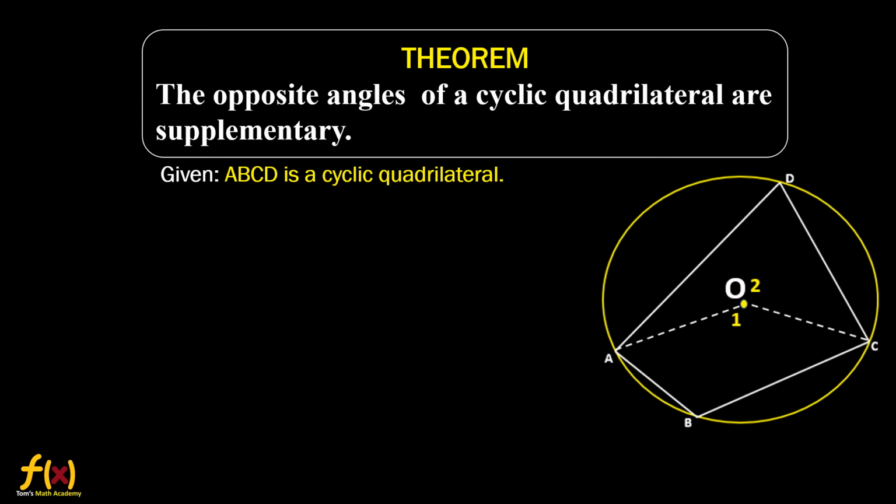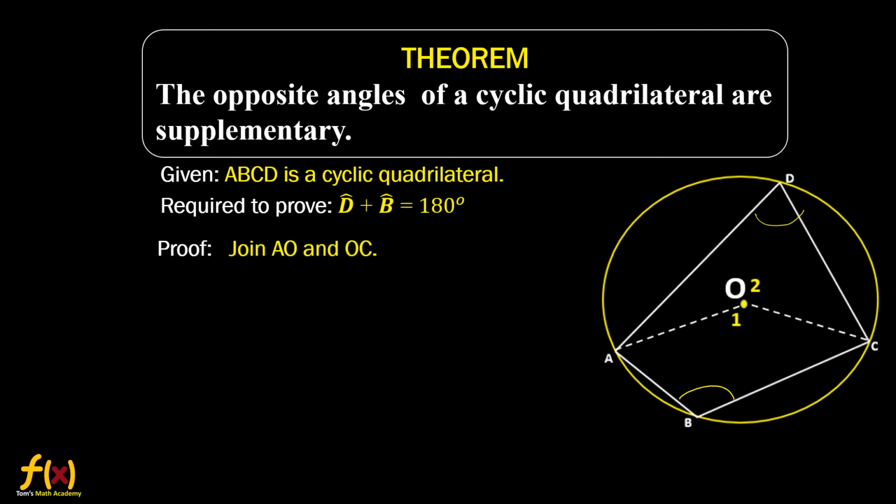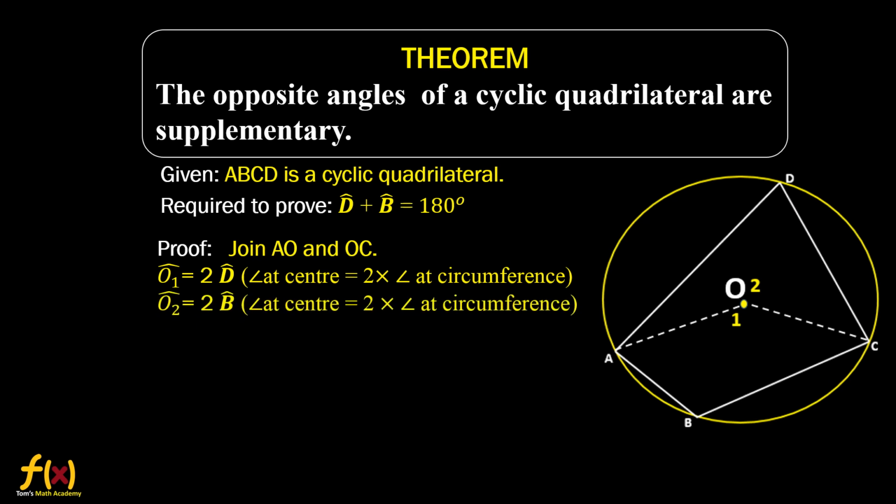Now we prove it. Given: ABCD is a cyclic quadrilateral because all the vertices lie on the circumference. Required to prove: angle D plus angle B equals 180 degrees. We draw a construction. What is our construction? Join AO and OC. Now, when we look at that center, O1 is an angle at the center. What is O1? O1 must be 2 times angle D. Reason: angle at center is 2 times angle at circumference. Now, what about O2? Look at O2. O2 must be 2 times angle B. Same reason. And then we add both.